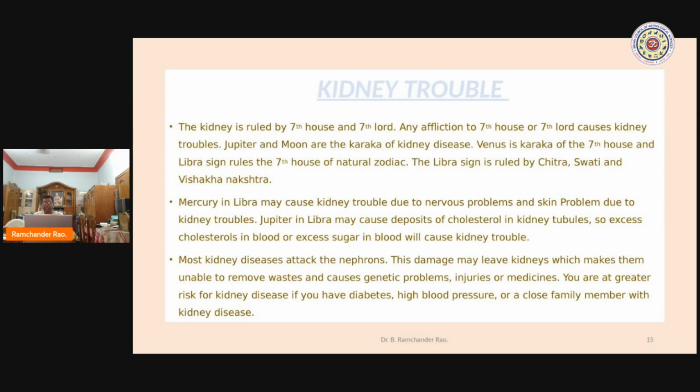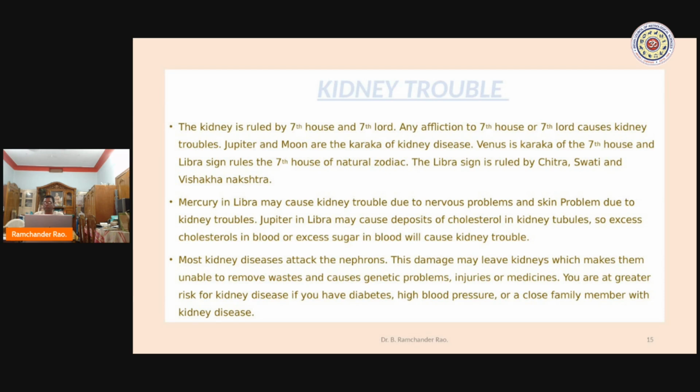Jupiter is a benefic, but why is he giving diseases? He is the 12th lord of the Kala Purusha, please check that. He has no right when Saturn is giving some afflictions to some houses. Depending upon that, Jupiter will not interfere in these matters. Jupiter and Moon are the karakas for kidneys, kidney disease.